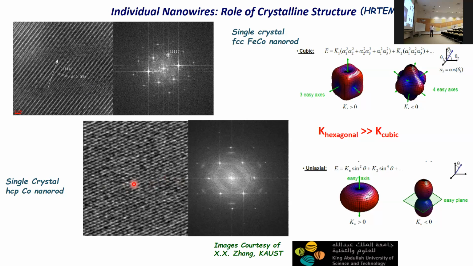This other case corresponds to a cobalt nanowire, which is hexagonal. So I would like to emphasize that the magnetocrystalline anisotropy of hexagonal wires is much stronger than the cubic magnetocrystalline anisotropy. In fact, the shape anisotropy of the individual nanowires is typically much larger than the magnetocrystalline anisotropy of the cubic. So only when we have a hexagonal lattice does the magnetocrystalline anisotropy compete with the shape anisotropy.